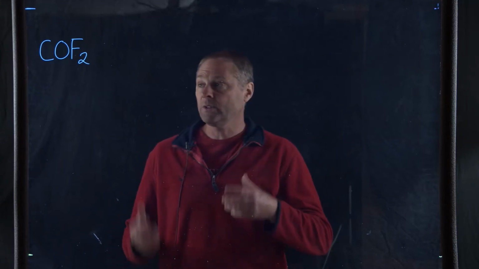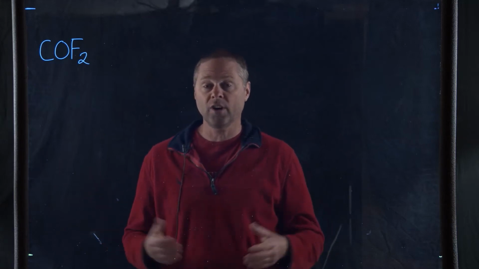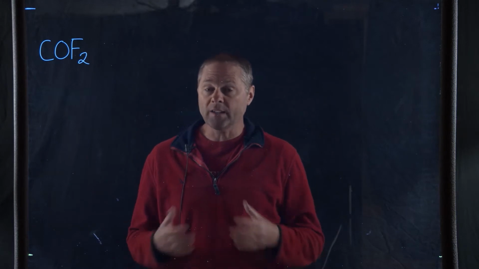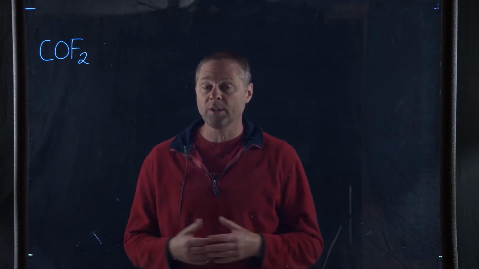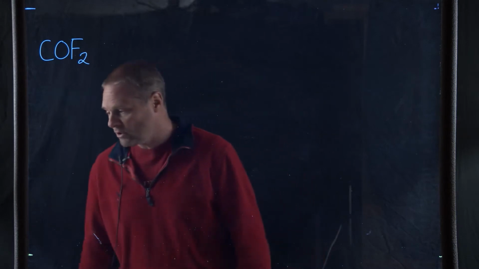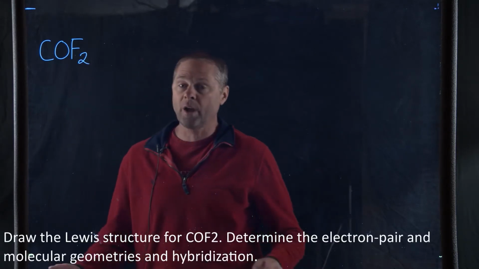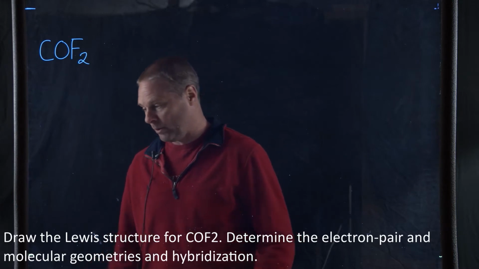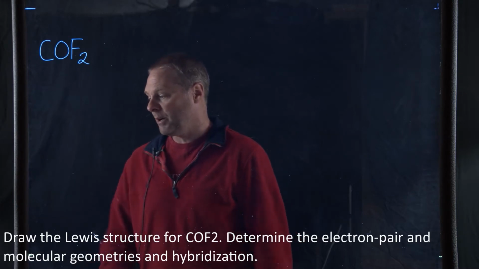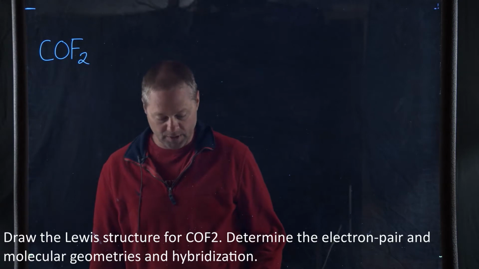In this problem, we're once again going to be looking at electron and molecular geometries, and in addition to that, we're also going to be looking at hybridization. The problem reads: write the Lewis dot structure for COF2, which happens to be carbonyl difluoride or carbonyl fluoride. Determine the electron pair and molecular geometries as well as the hybridization.